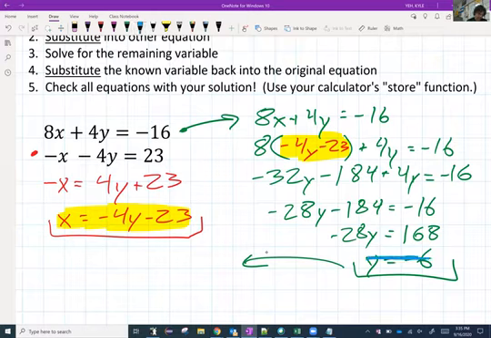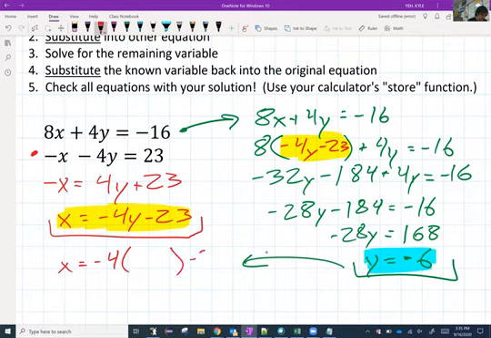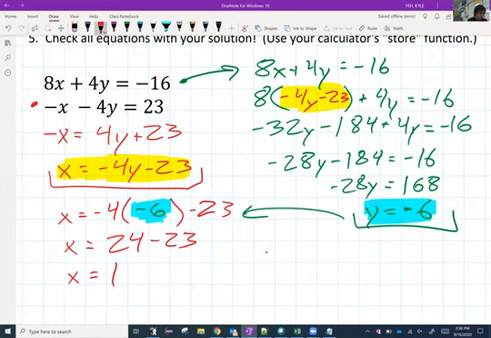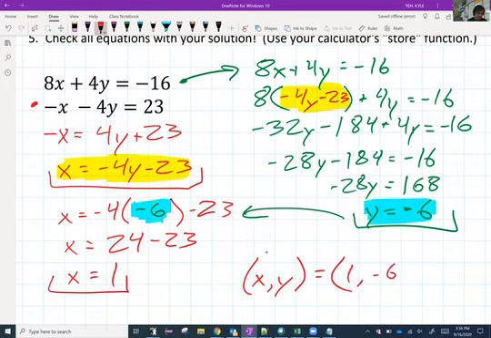So based on that, I accidentally erased my negative as I was going for my highlighter. Based on this, y equals negative 6, let's plug that back in and say that x equals negative 4 times something minus 23. That something being the negative 6 we just found. So x equals negative 4 times negative 6, positive 24 minus 23. It looks like x equals 1, which would mean that x comma y equals 1 comma negative 6.